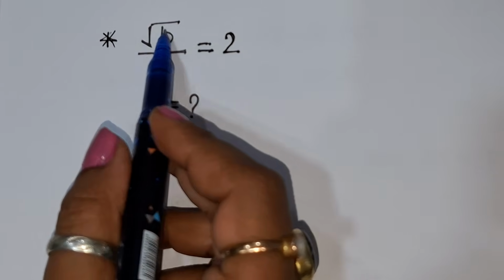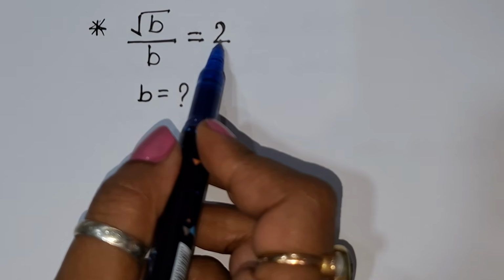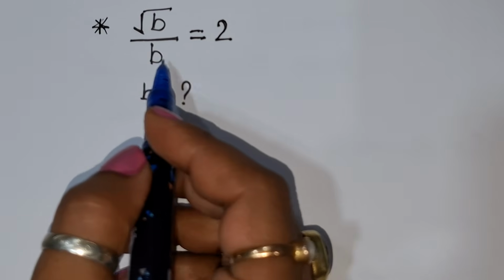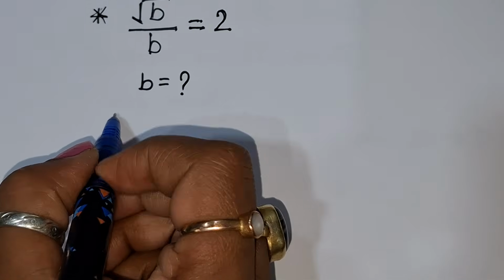The question is: given square root of b divided by b is equal to 2, we have to find the value of b in this equation. How can we find the value of b? Let's see the solution.